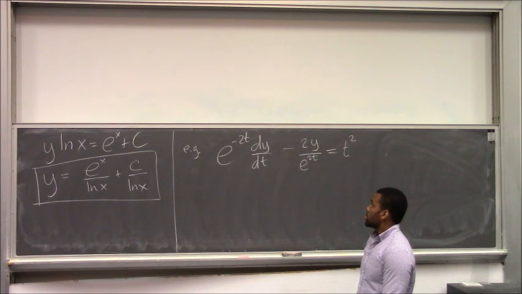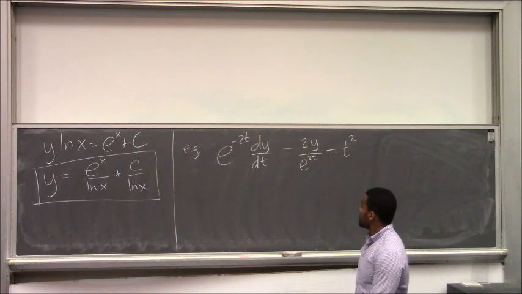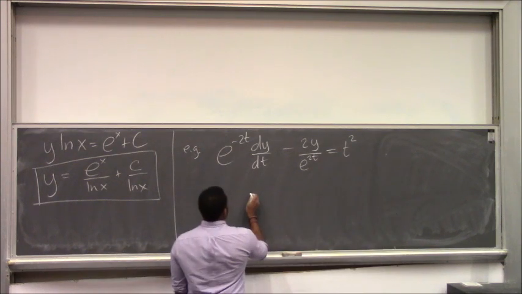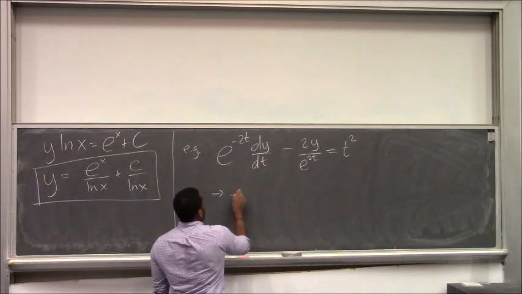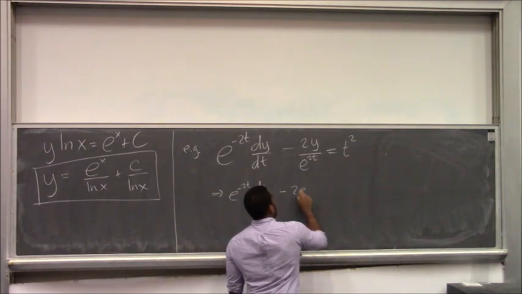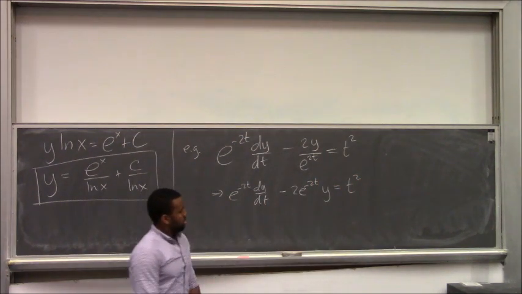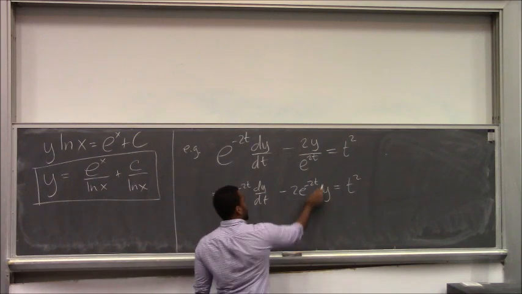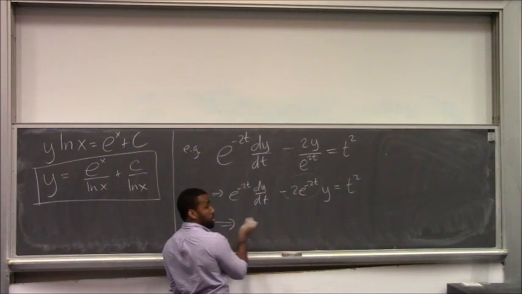That was still the product rule. If you notice, that's also the product rule. If you change that to 1 over e to the 2t, it's easier to see. Well, this is actually e to the minus 2t dy/dt minus 2 e to the minus 2t y equals t squared. Yeah, this guy is the derivative of that, right? So that's actually the product rule again.